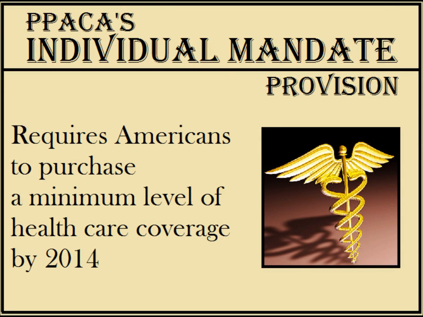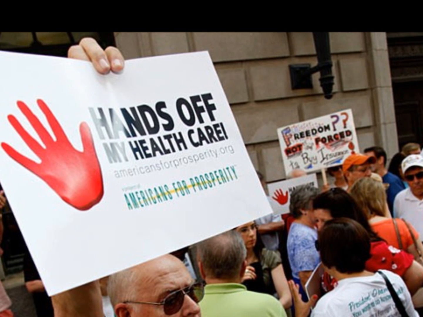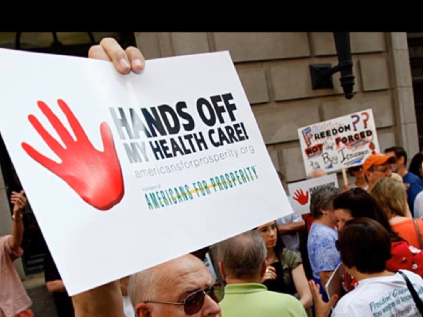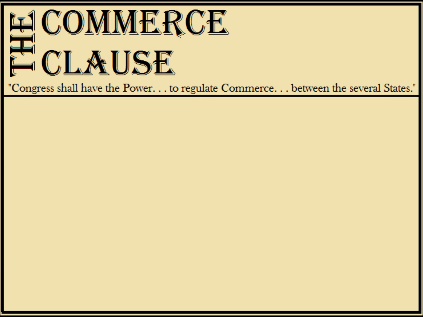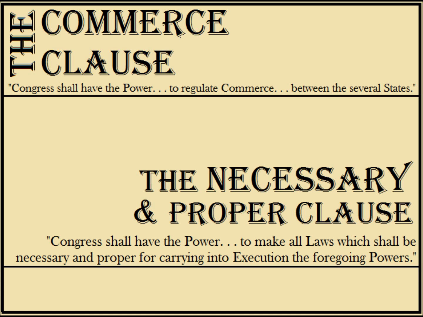Specifically, many of the challenges focus on the individual mandate provision, which requires every American to purchase a minimum level of health insurance by 2014. Challengers of the act argue that the passage of the individual mandate provision was unconstitutional because it exceeded the power granted to Congress in the Commerce Clause and the Necessary and Proper Clause.